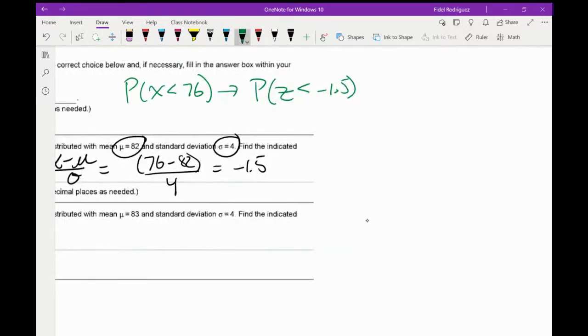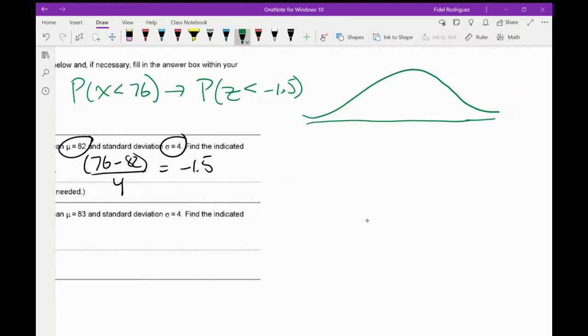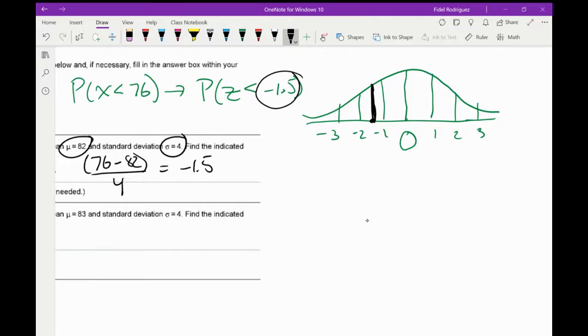Now, the idea here, y'all, is I'm using my standard normal distribution. So it's the curve that kind of looks like this, right? In the standard normal distribution, my average is 0. And then we have 1, 2, 3 deviations to the right, and 1, 2, 3 deviations to the left, okay? So the number that's really important here is this negative 1.5. Negative 1.5 is going to be right here between negative 2 and negative 1.